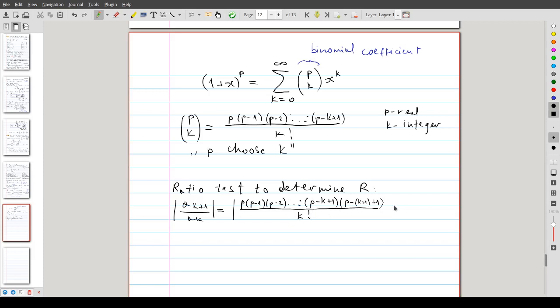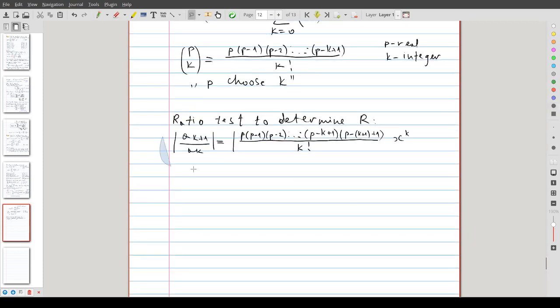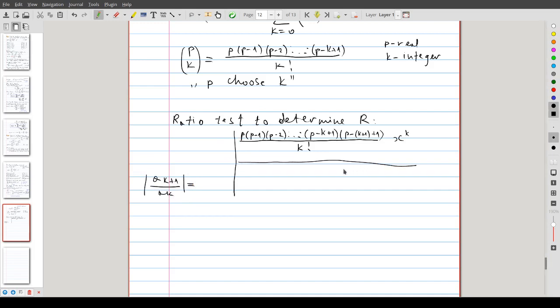And multiplied by x to the k. Now it looks like I will need to rearrange my terms a little bit. So let's say this entire thing is my ratio.